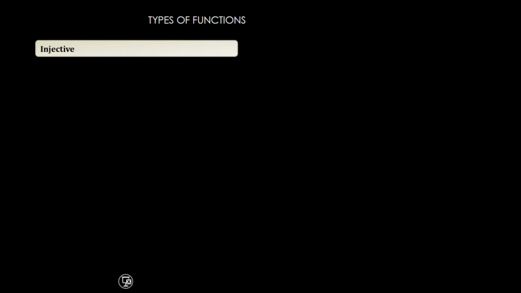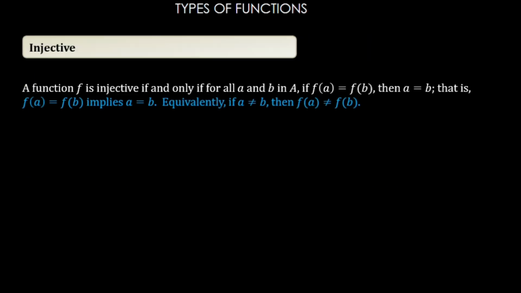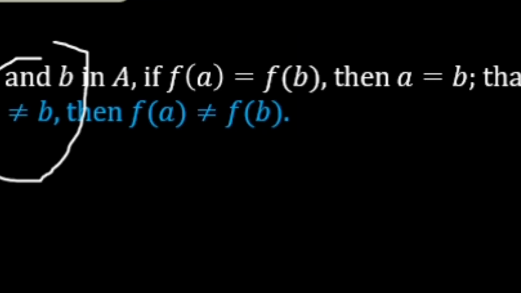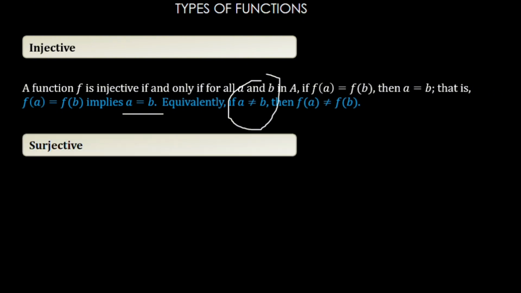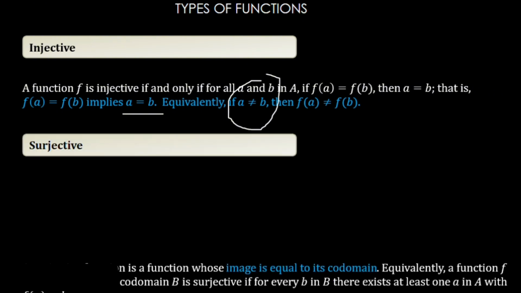We move to types of functions. There is the injective function. A function is injective if f of a equals f of b implies that a equals b. If a is not equal to b, then f of a is not equal to f of b, and that is not injective.